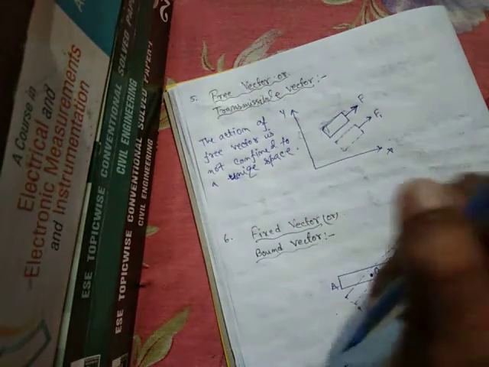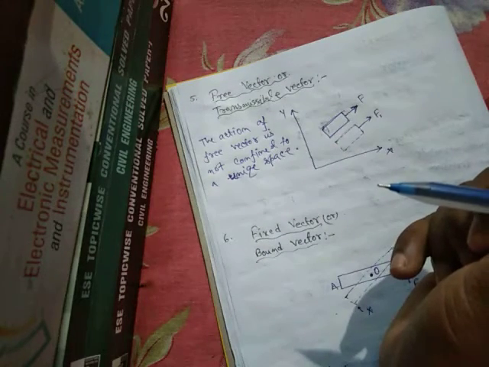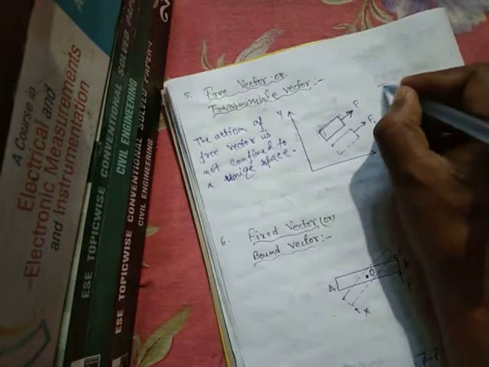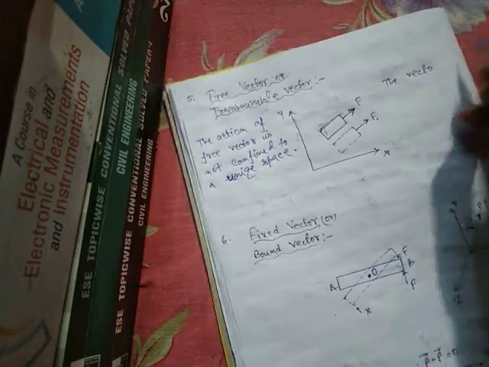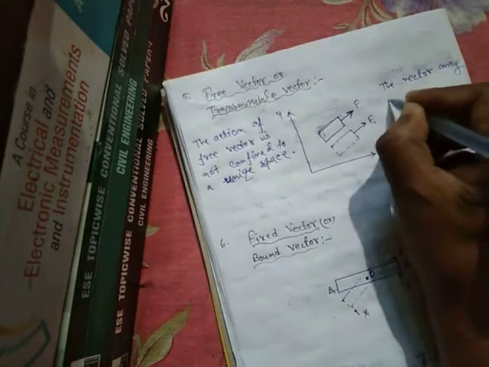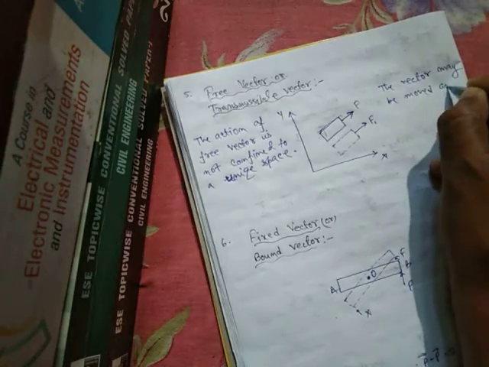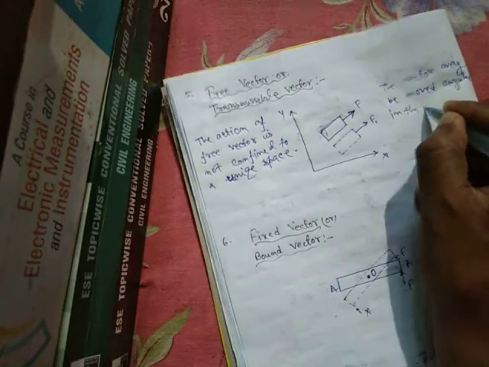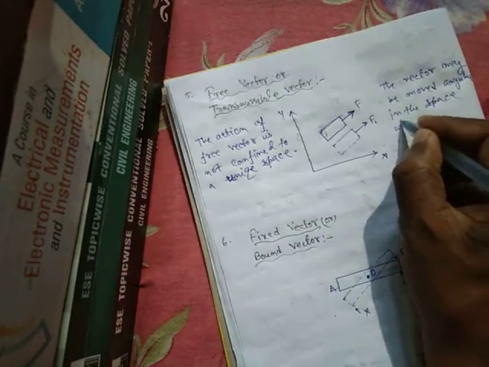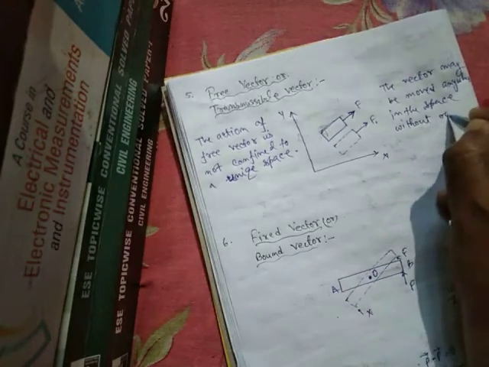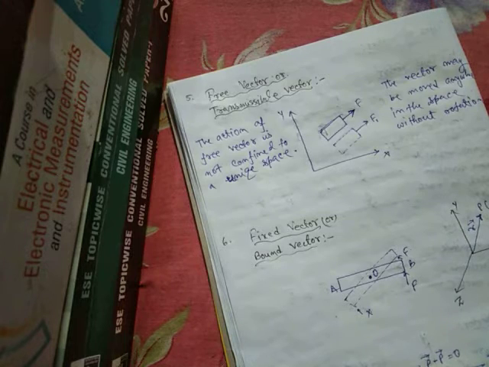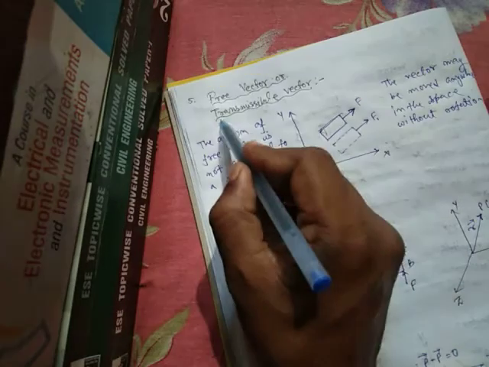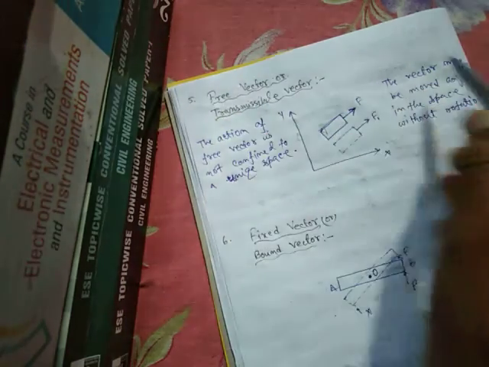It is not confined to a unique space, but the vector may be moved anywhere in the space without rotation. বিনা রোটেশনে ভেক্টরটা স্পেসে যে কোনো জায়গায় মুভ করতে পারে, সেটা হচ্ছে ফ্রি ভেক্টর, ফ্রিলি মুভড। Or this vector is also called as transmissible vector.